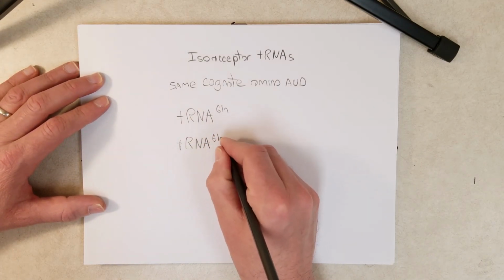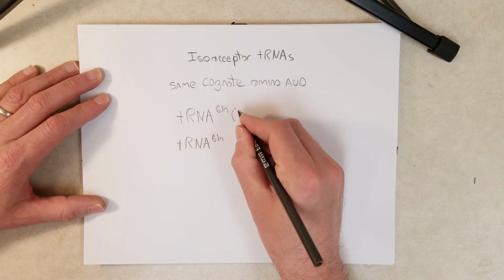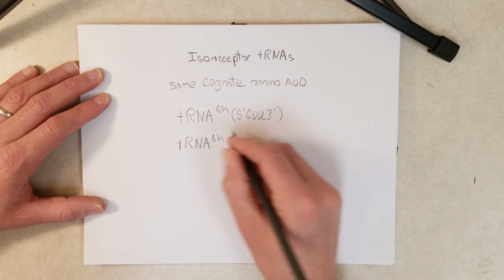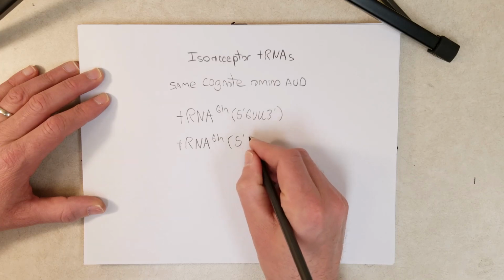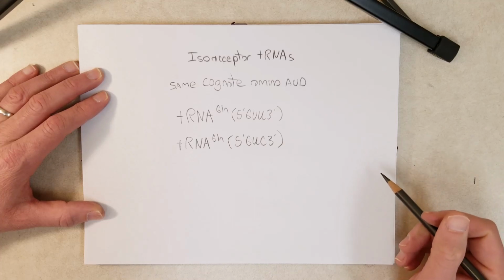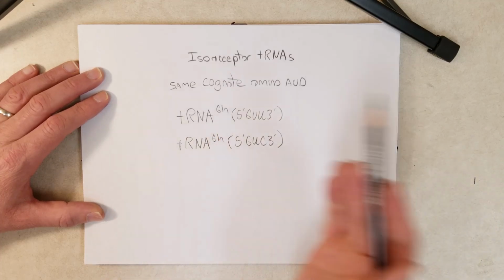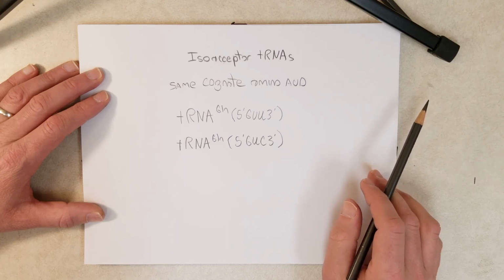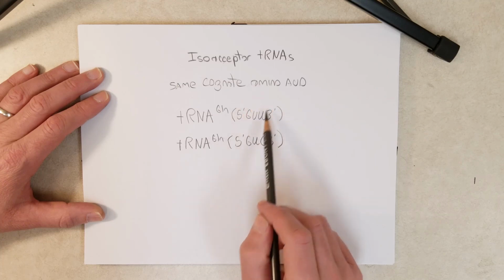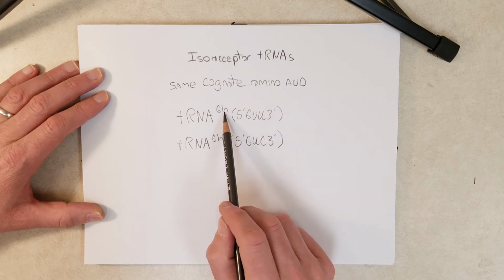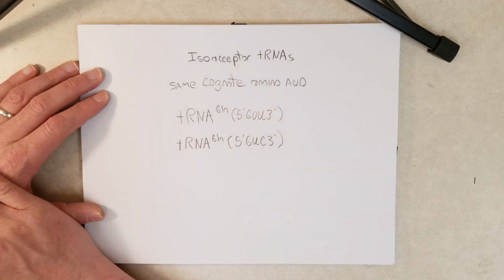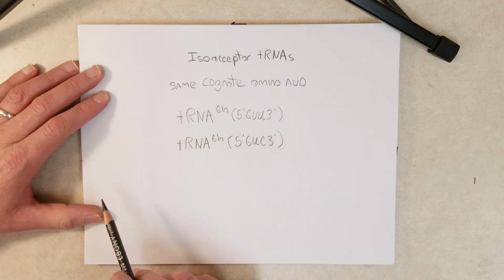tRNA glutamine. Okay, two tRNA glutamines. This one right here, let's say this has a codon that is GUU. This one down here, let's say this codon is GUC. So these are different tRNAs encoded by different genes in the genome of whatever organism we're talking about here. Different tRNAs, but they have the same cognate amino acid. They both bind to glutamine. So we would call these two tRNAs isoacceptor tRNAs because they both bind to glutamine.